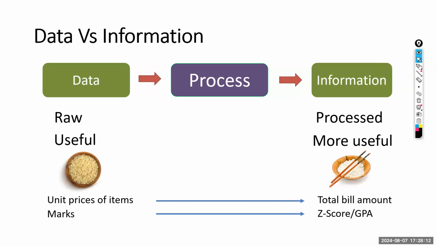So that is why we need information systems to calculate your total bill amount, calculate your Z scores, calculate the balance in banking systems and so on. So now you must have a very good understanding of why we have this subject, information and communication technology. It's all about processing data into information.